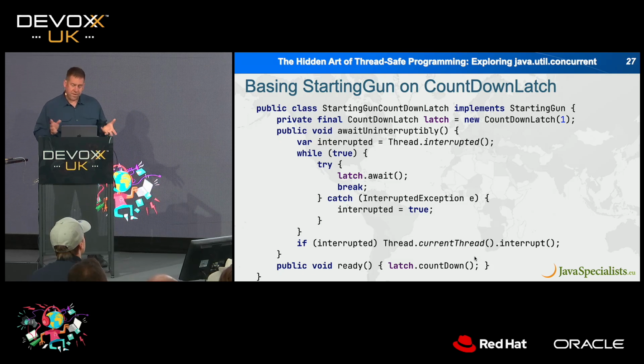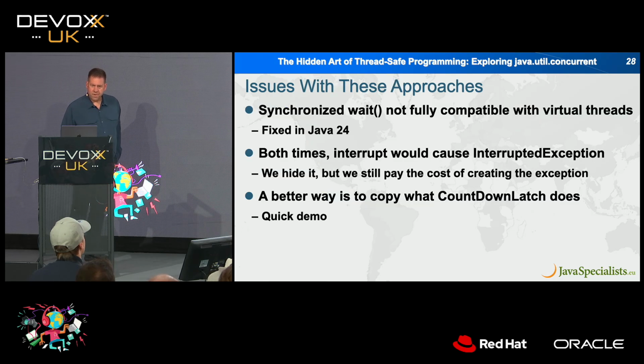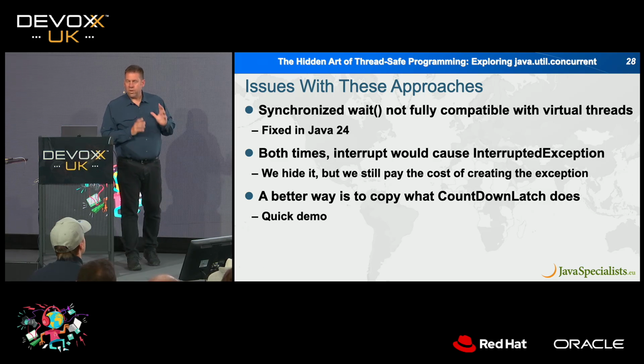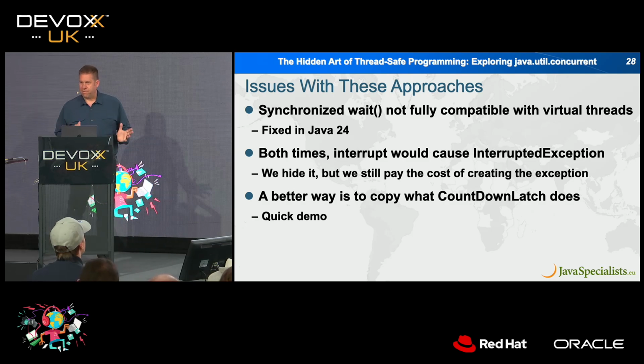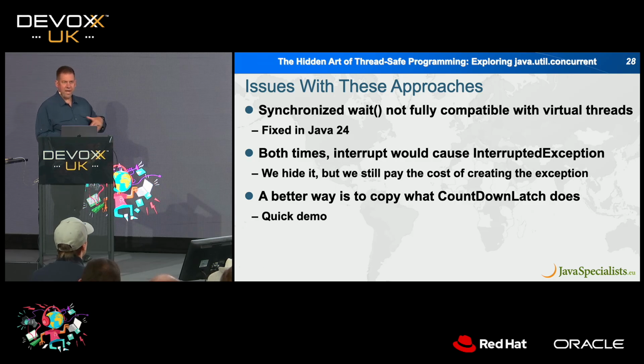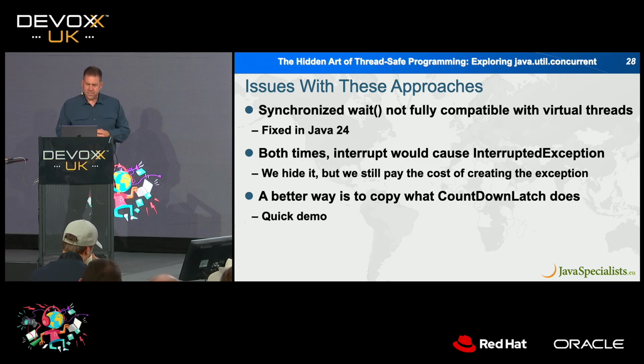Now, both of those will work. This one is slightly better because this one will also work with virtual threads because it's using park and unpark. It's not using synchronized and wait. But both times, if you get interrupted, you will cause an InterruptedException to be constructed. Now, some of us really care about performance, and we don't want to have any unnecessary objects being made. And so we could try and optimize that away.